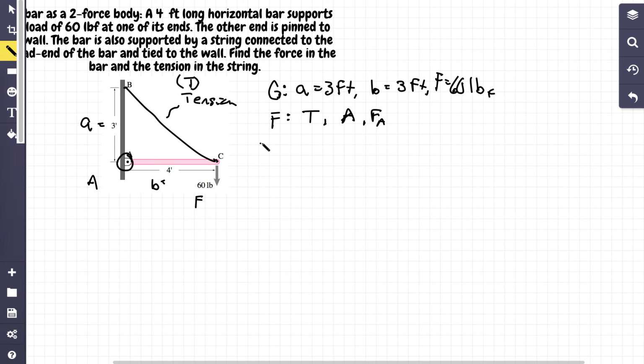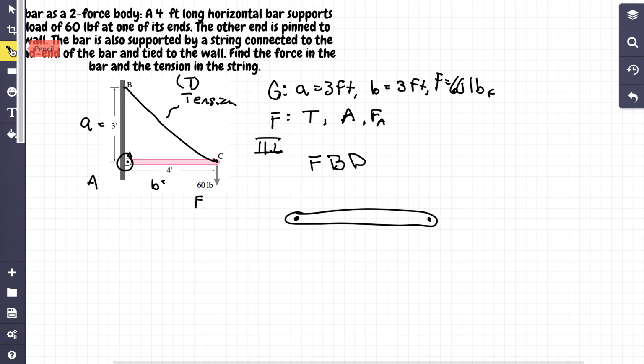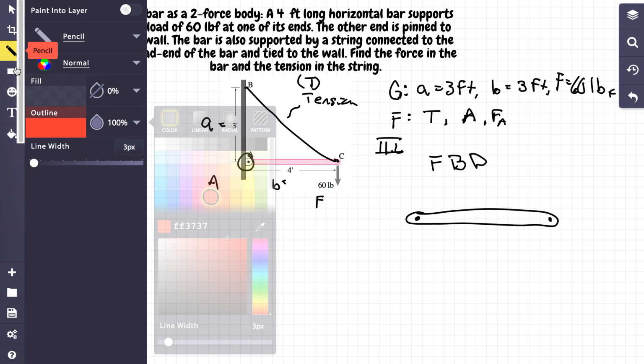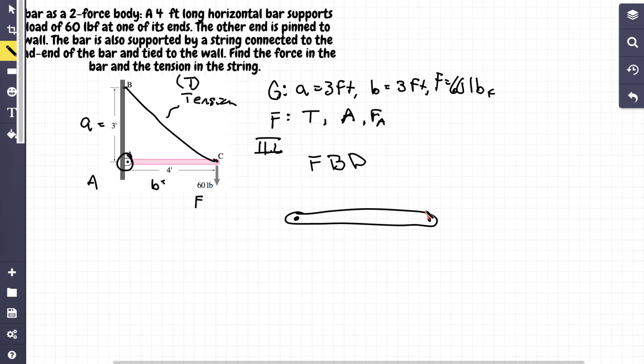So first, let's draw an illustration of what this actually looks like. We're doing a free body diagram. It's the type of illustration to look at and start to analyze this. So we have this bar with these two points here. Let's start labeling these. First and foremost, we have this string, and that string says that there's a force, this tension here.